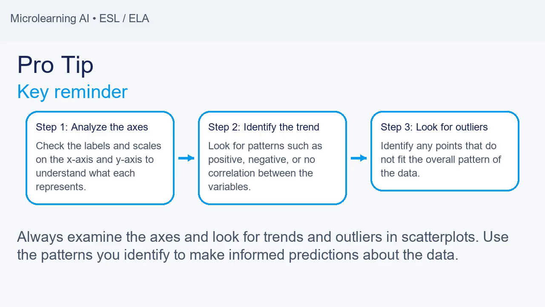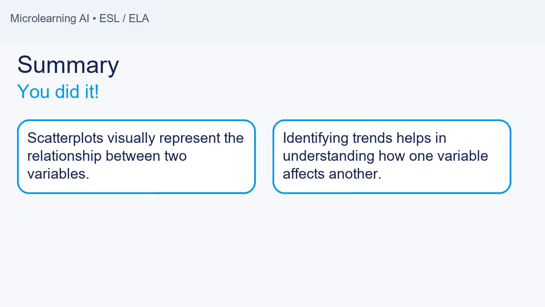Pro tip. Always examine the axes and look for trends and outliers in scatterplots. Use the patterns you identify to make informed predictions about the data. Summary. Scatterplots visually represent the relationship between two variables. Identifying trends helps in understanding how one variable affects another.